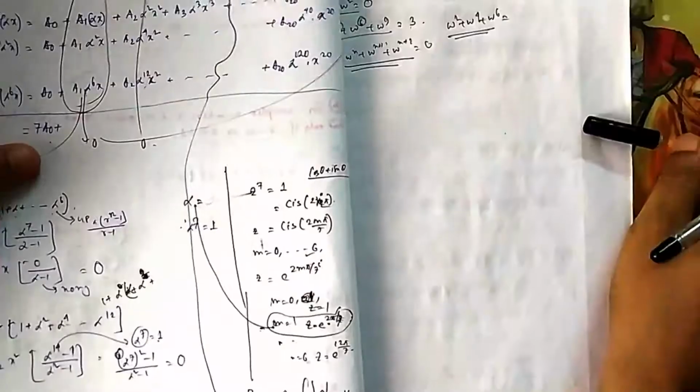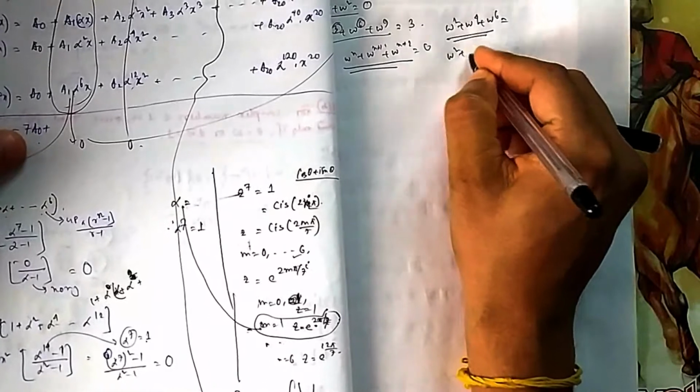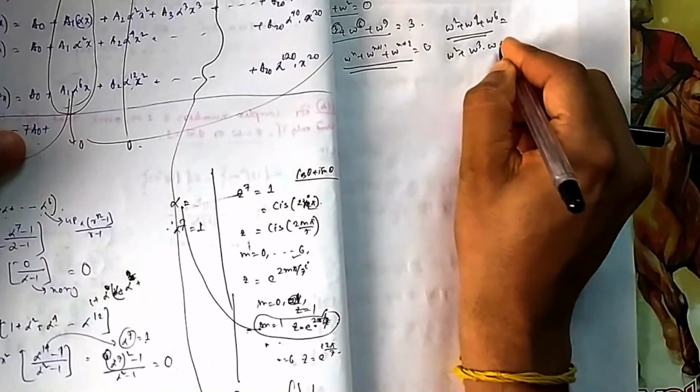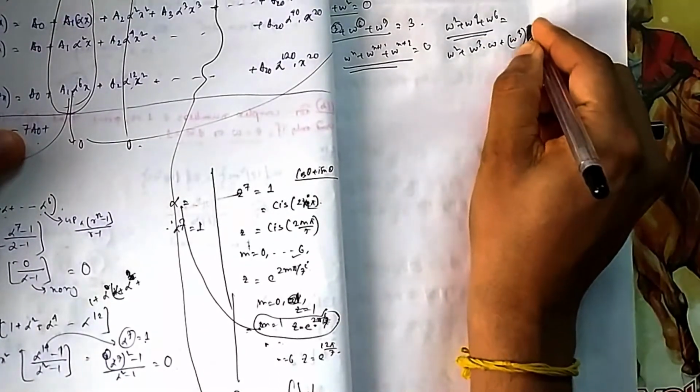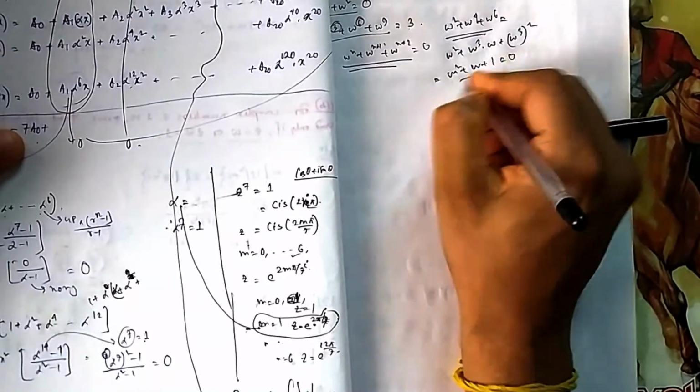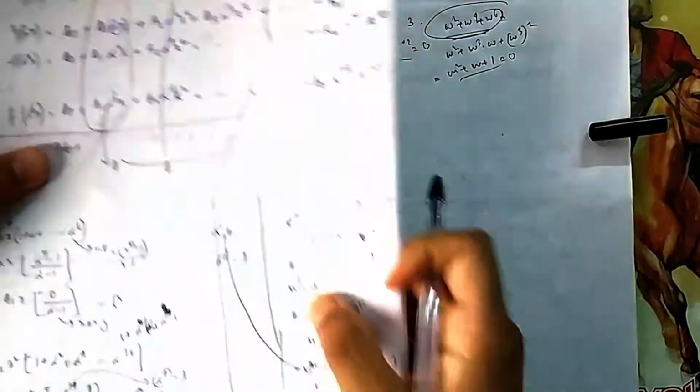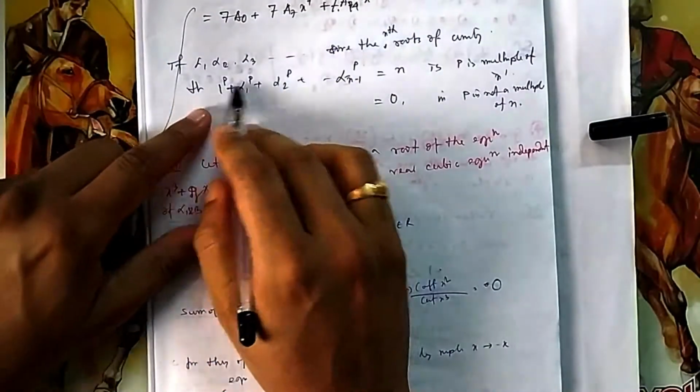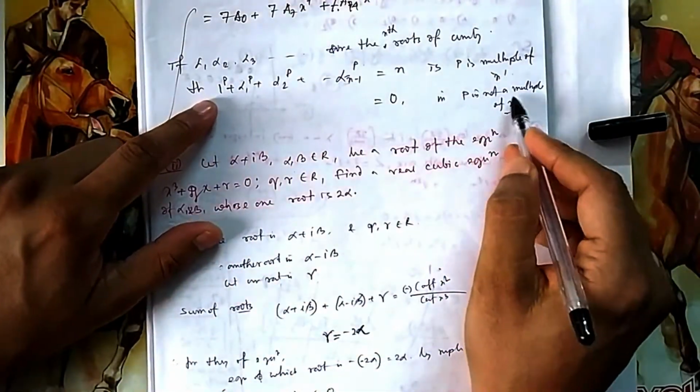Suppose I have taken this one. Now if you see, this is alpha square, you can write alpha cube into omega, and this you can write as cube to the power 2. So it is omega square plus omega plus 1, that is 0. You take any other multiples of that cube root of unity, p can be a multiple of any other number, then it will be 0.